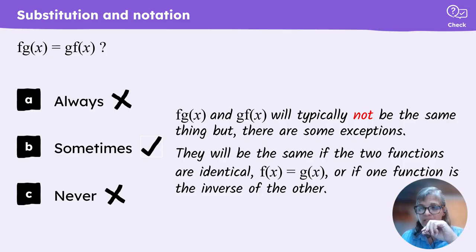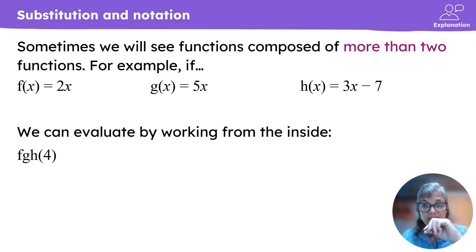Sometimes in composite functions, you'll see not only two functions, but more than two functions. For example, here we might have f of x, g of x, and h of x, and then be asked to evaluate, well, what is f g h of 4? How do we do this? It's the same process, but you just work from the inside. The first thing that you need to do, maybe you should try it. Pause the video and try it.